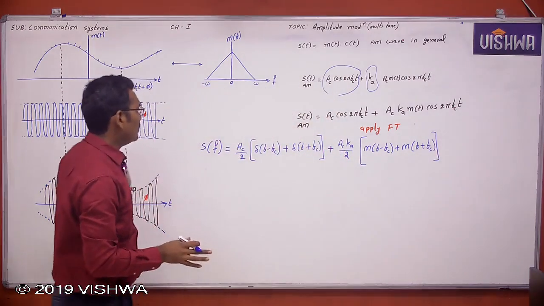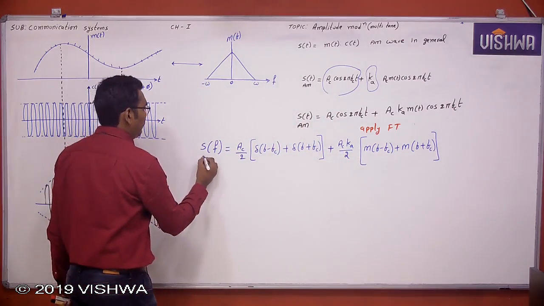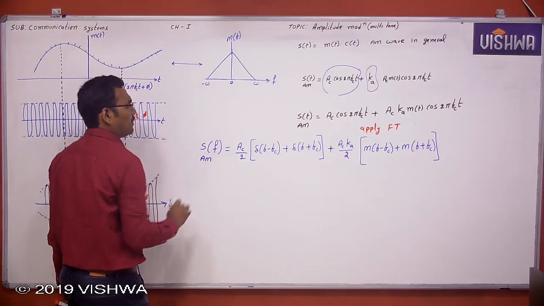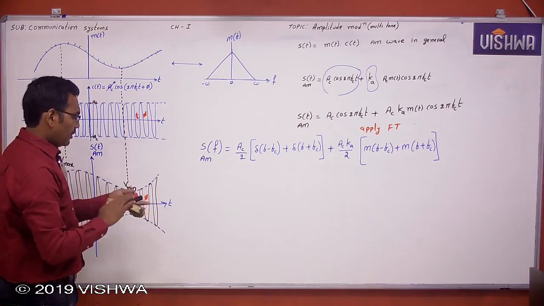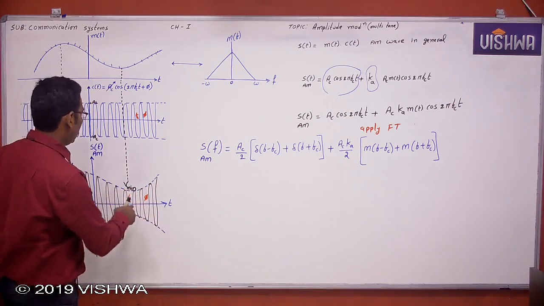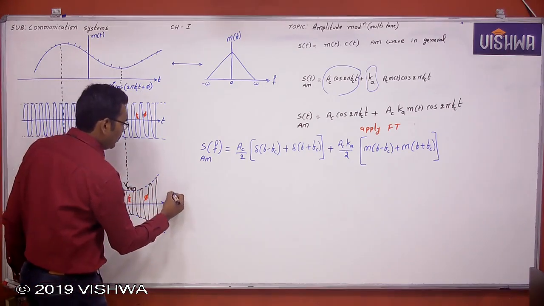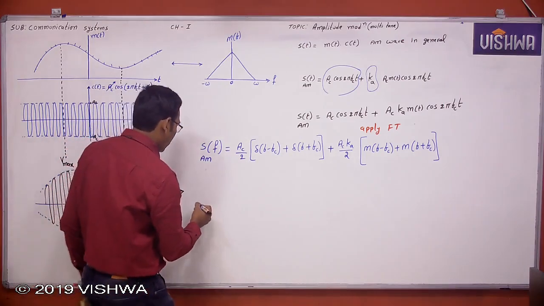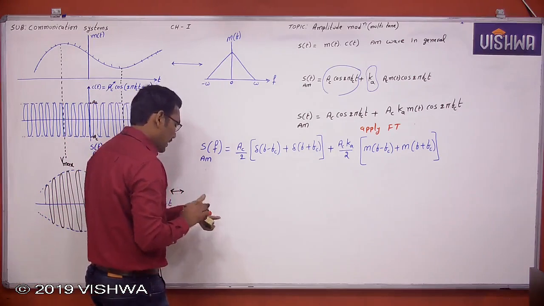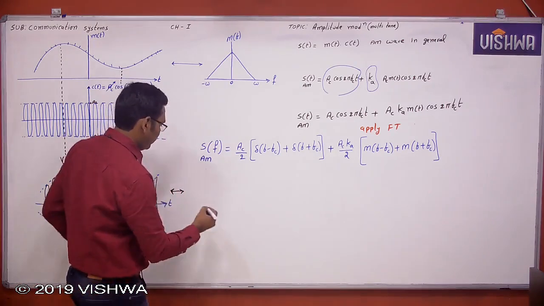So this is the AM wave in frequency domain, the AM spectrum. Now just see the frequency spectrum. This is the AM wave in time domain. If you apply the Fourier transform, now see the signal in frequency domain. See the AM wave in frequency domain.